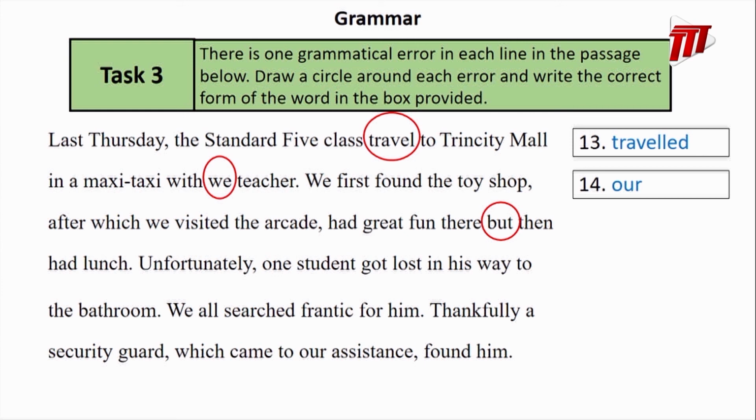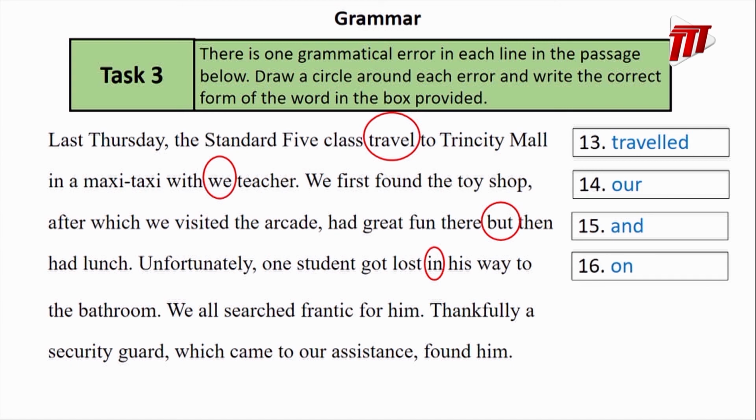We first found a toy shop, after which we visited the arcade, had great fun there and then had lunch. So the correct conjunction there would be and, because we're adding on information. Unfortunately, one student got lost on his way and not in his way. We have to know when to use our prepositions. To the bathroom, we all searched frantically for him. The manner in which we searched was frantically. So we needed an adverb there. We put in our LLY with the correct spelling.